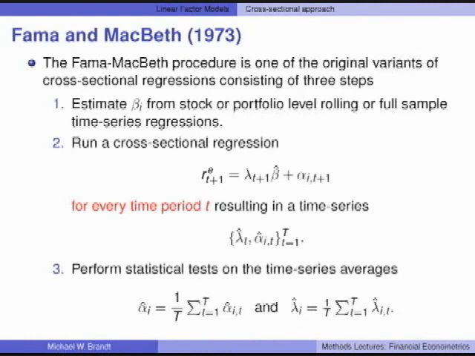There's one final variant of this procedure that absolutely requires mentioning here, if for no other reason than historical value, and that's Fama-MacBeth. Fama-MacBeth was one of the first variants of cross-sectional regressions, and it had one particularly important aspect that I'll come back to separately. But Fama-MacBeth is a three-step procedure. The first step is to estimate betas from stocks, or in their case actually portfolios of stocks, over some pre-formation period.